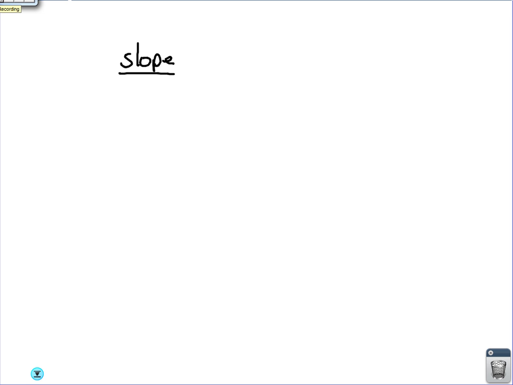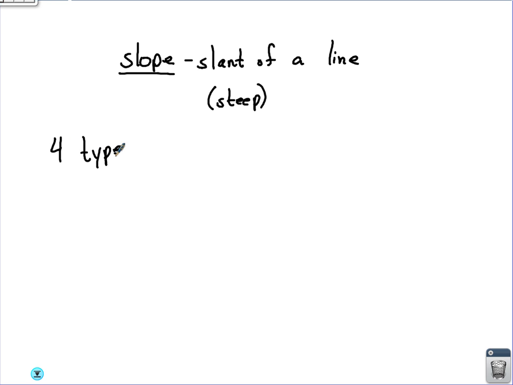Okay, we're next going to talk about a concept called slope. And the slope is simply the slant of a line. It tells us how steep, I guess, is another word that you could use. It's the slant of the line or how steep the line is. There are 4 basic types of slope that we're going to cover.